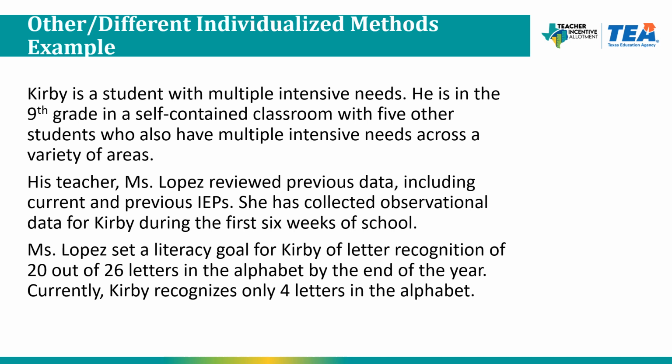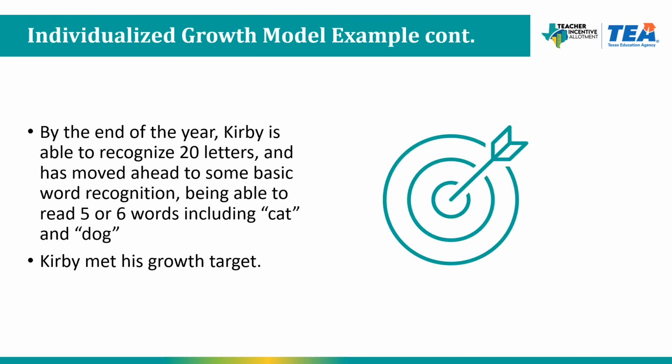Reviewing this individualized growth model example, take note that Kirby is in a small setting and the teacher has a high degree of familiarity with the student to set growth goals. Both are necessary to run the individualized growth model effectively. By the end of the year, Kirby has progressed and can recognize 20 letters. Additionally, he has moved ahead on some basic word recognition. Based on the data, Kirby has met his growth target.